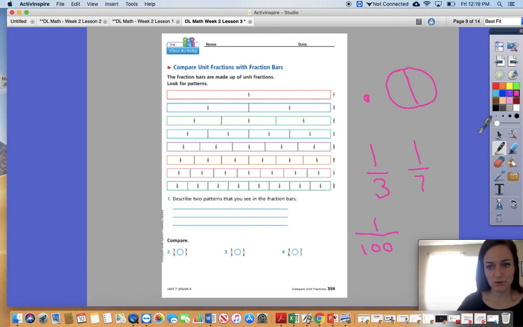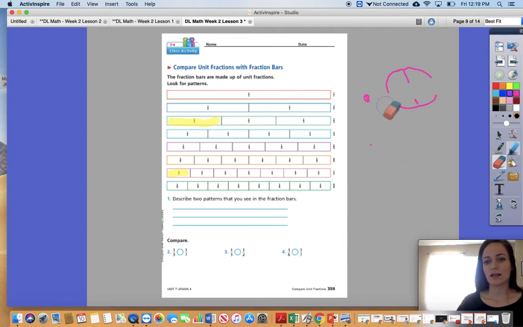So if we find 1/3 on here, here's 1/3, okay? And then we go and find 1/7. I'm looking 1/5, 1/6. This isn't very small. 1/7, okay? Look how much bigger 1/3 is than 1/7. We'd rather cut our, see, the same size candy bar, right? This is the same size bar as this one, but 1/3 is way bigger than 1/7, okay?